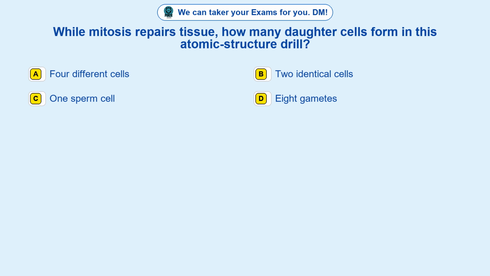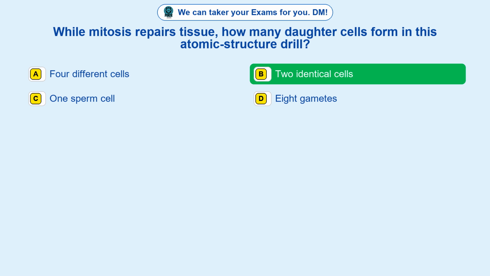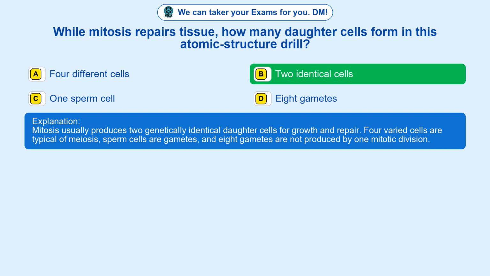Question 24. While mitosis repairs tissue, how many daughter cells form in this atomic structure drill? Option A, 4 different cells. Option B, 2 identical cells. Option C, 1 sperm cell. Option D, 8 gametes. The correct answer is option B, 2 identical cells. Mitosis usually produces 2 genetically identical daughter cells for growth and repair. 4 varied cells are typical of meiosis, sperm cells are gametes, and 8 gametes are not produced by one mitotic division.